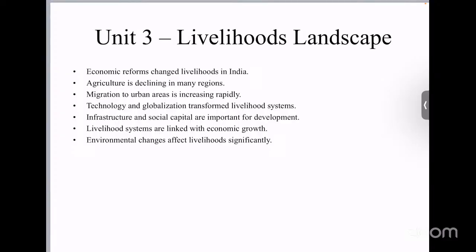So the third unit discusses the changing livelihoods landscape in India. Over the last few decades, India has experienced major economic reforms, globalization, industrialization, urbanization, and a lot of technological revolutions. These changes transformed both rural and urban livelihoods in significant ways.